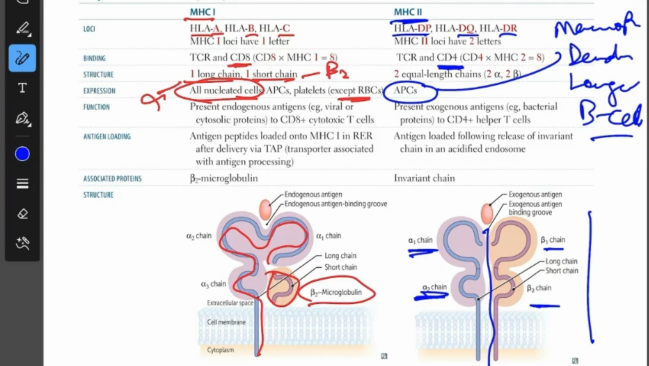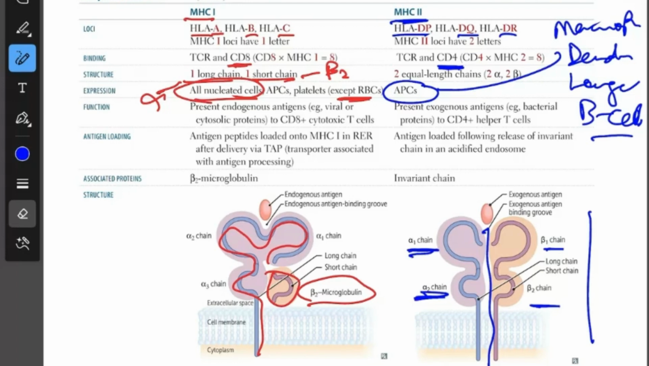But in addition to that, APCs also have MHC I, so they have both MHC I and MHC II on their surface. And they are the only cells that have MHC II. You need to know that very important distinction. Every other cell in the body, except red blood cells, has MHC I, not MHC II. So that's a very important distinction there.